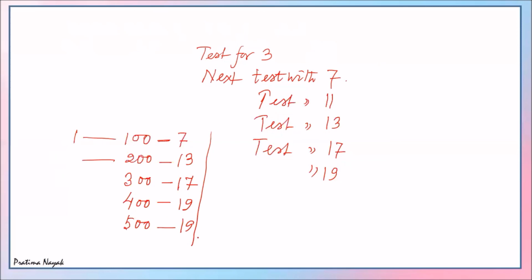But the questions asked in the examination are up to 500 most of the time, and 19 is sufficient for it. But still, if it is up to 800, you can go with 19 and 23. Then if it is beyond 800, we have to go for 29. So I think up to 23, your purpose will be solved.